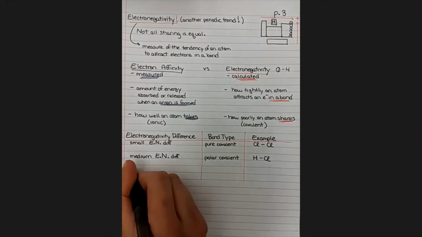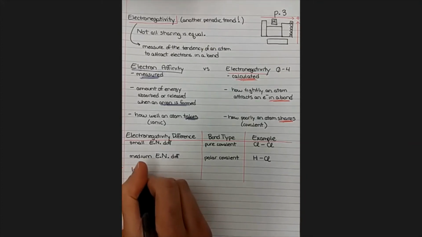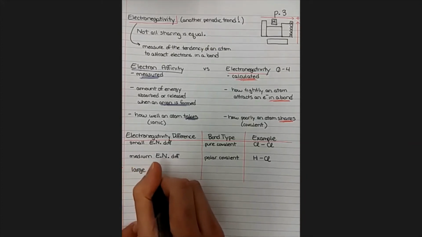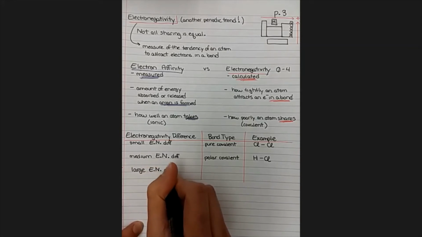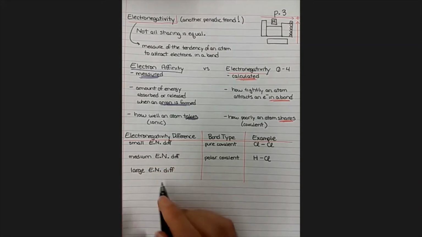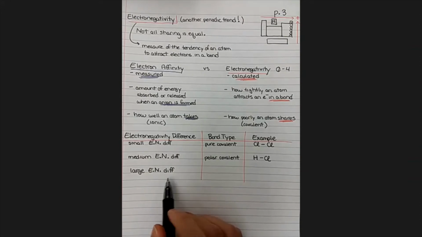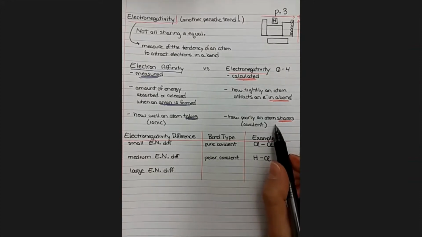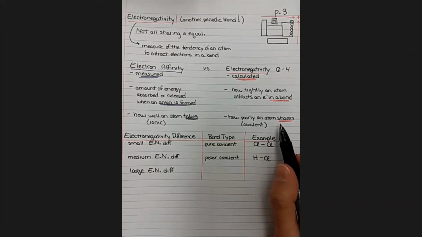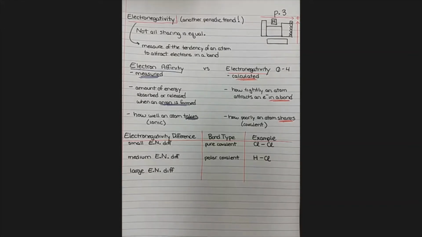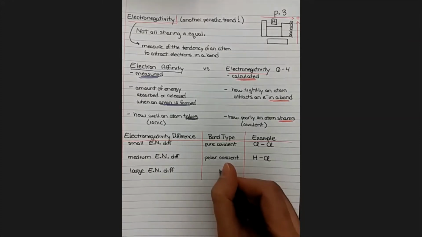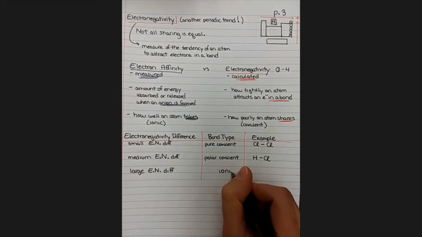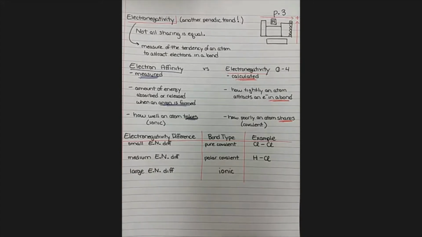The last line in the table is if you have two atoms and they have a large electronegativity difference. If they have a large difference in electronegativity, that means that one atom is going to be really great at sharing and one atom is going to be really terrible at sharing. And we both know that when a relationship is not balanced, that sharing does not actually happen and one takes advantage of the other. And so this results in ionic bonding.